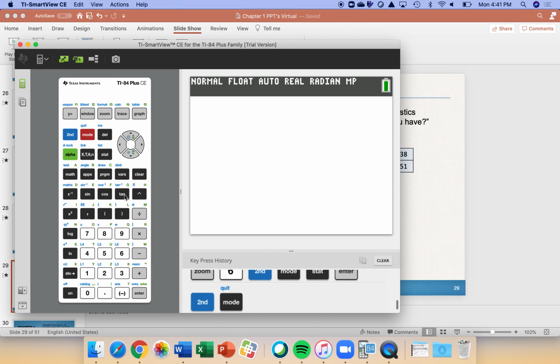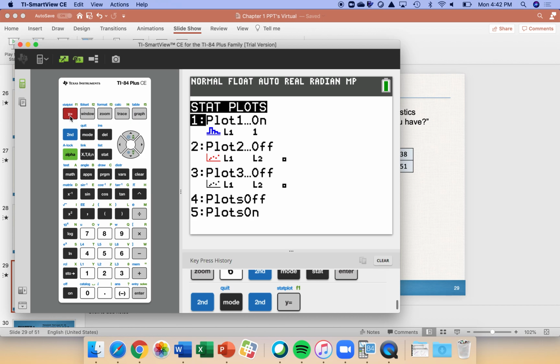Now, all of our stat plots and all of our distributions that we make this year are going to be in a category called stat plot. And it is the blue button above y equals. So we're going to hit second and then hit y equals, and you'll have the options for various stat plots. Plot number 1 is probably off for you. So you want to go into plot number 1.